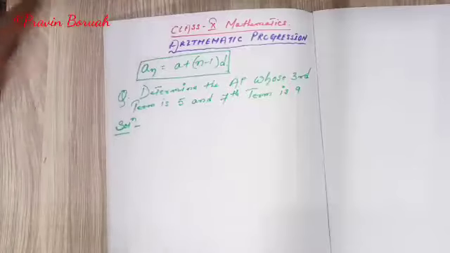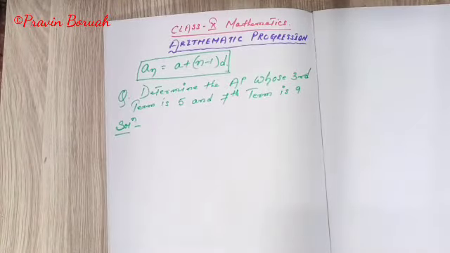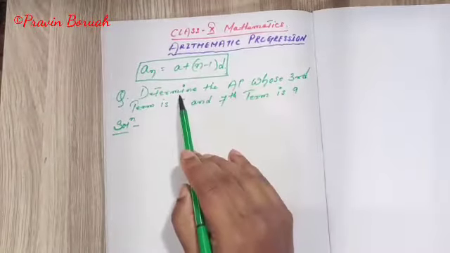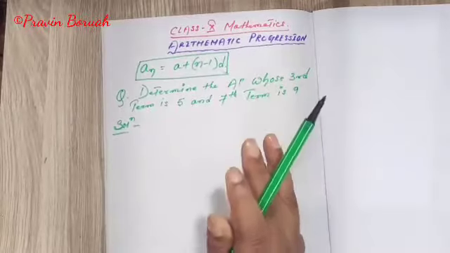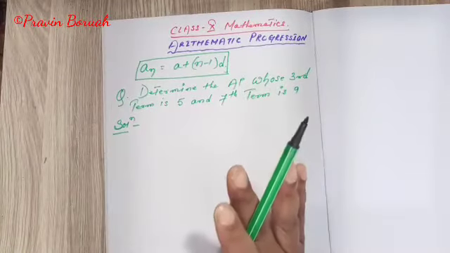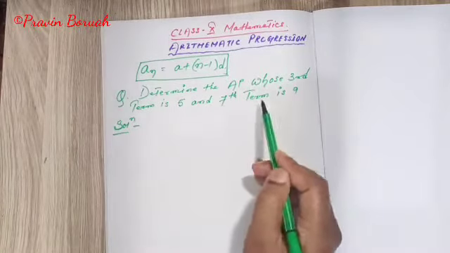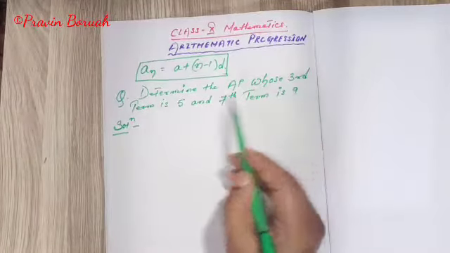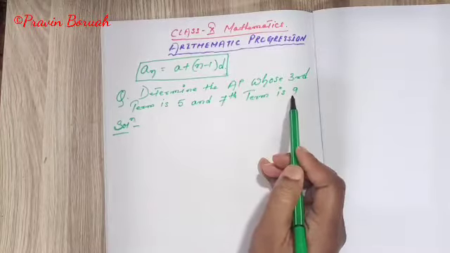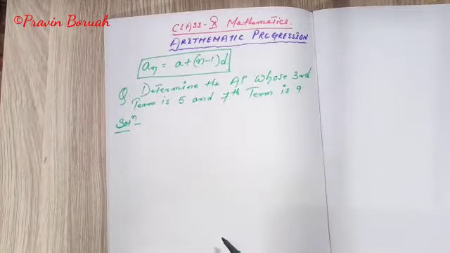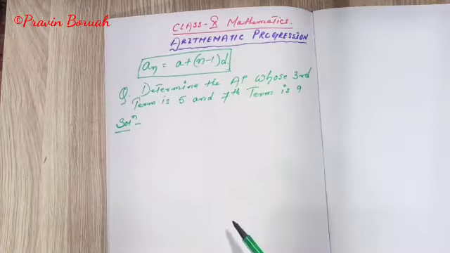Now let us try to do one question related to this, which I have taken from the example. The question is: determine the AP, means we have to form an AP. हमको क्या करना है? एक AP बनाना है. AP form करना है. Whose third term is 5 and 7th term is 9. Third term is given and 7th term is given 9. So with the help of these two pieces of information we have to form an AP, arithmetic progression series.